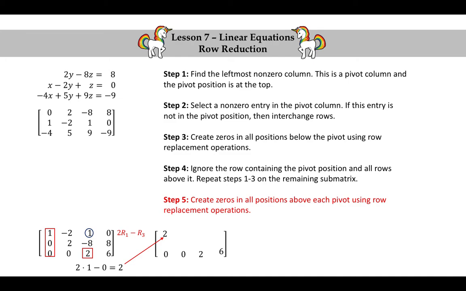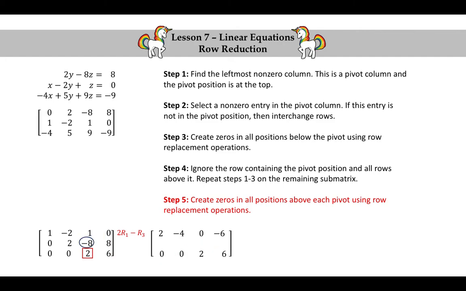Column by column, we have 2 times 1 minus 0 equals 2. 2 times negative 2 minus 0 equals negative 4. 2 times 1 minus 2 is 0. And 2 times 0 minus 6 is negative 6.